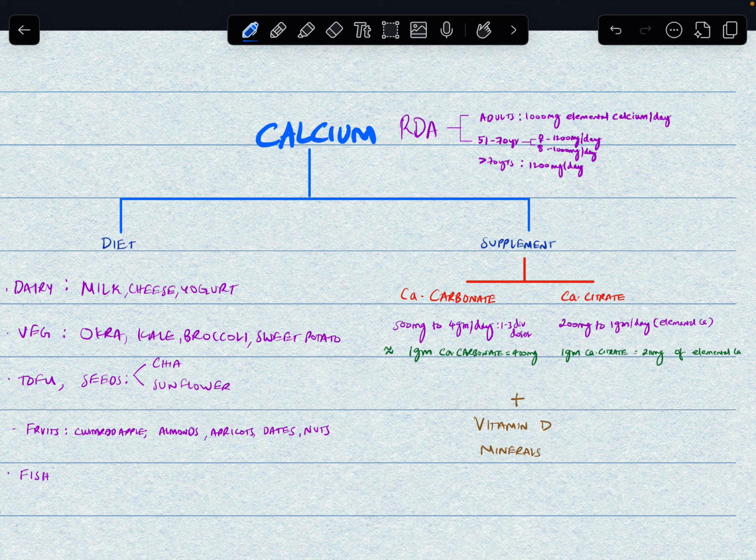Now let's look at the different dietary sources that are rich in calcium. First being the dairy products: milk, cheese, yogurt. Then vegetables, which include green leafy vegetables, okra, broccoli, sweet potato, kale, tofu, seeds like chia seeds and sunflower seeds, fruits like custard apple, and dry fruits like almonds, apricots, dates, and nuts. Fish and egg yolk are also good sources of calcium.